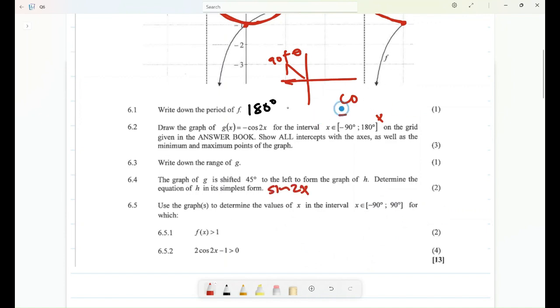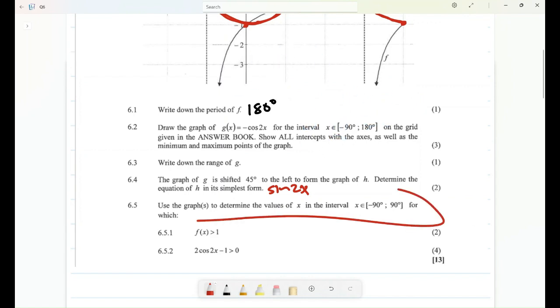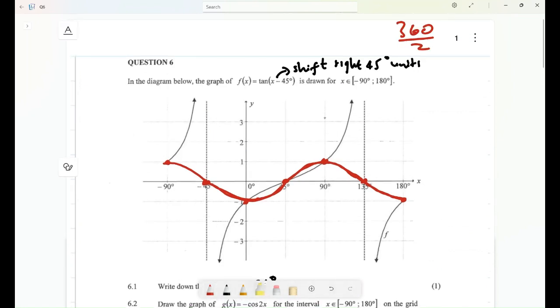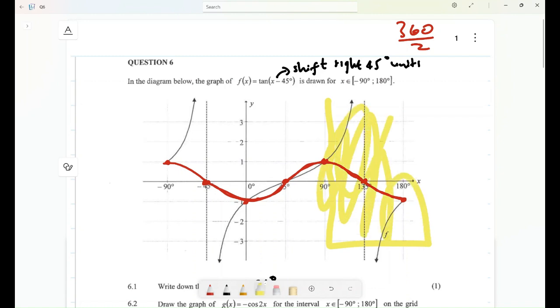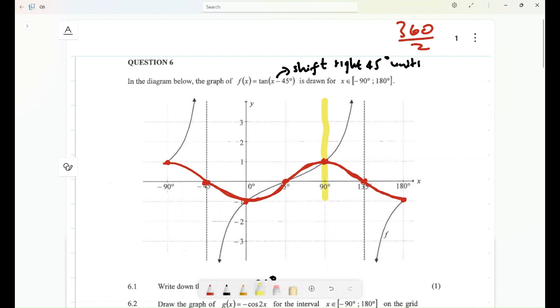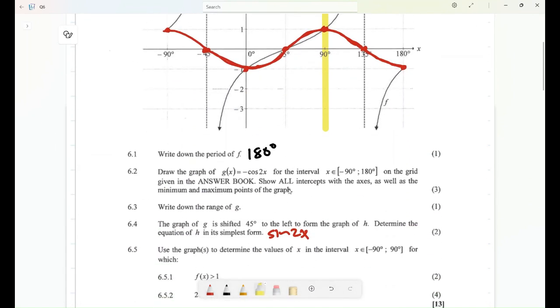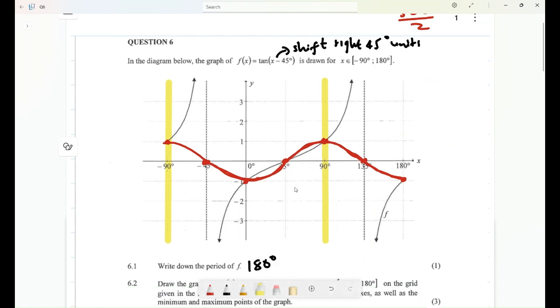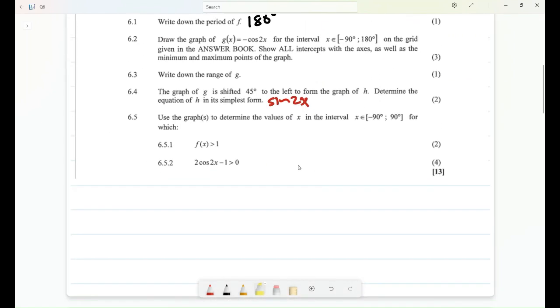Now they say to use the graph that you've drawn on this interval, -90 to 90. When I go to my function, I'm going to cut everything that comes after this part. I'm just going to stop here with everything. Whatever values I get, I have to get them in this region, between -90 and 90.